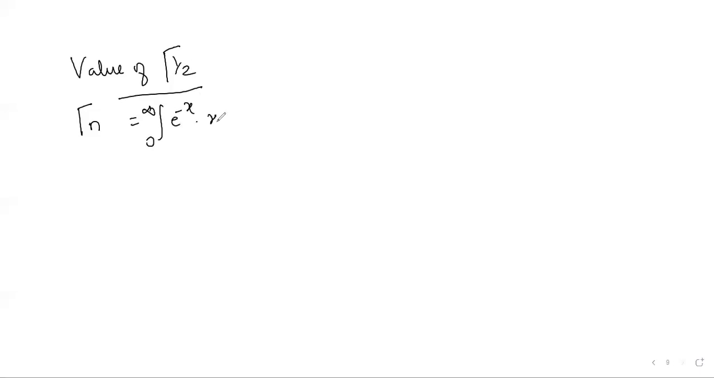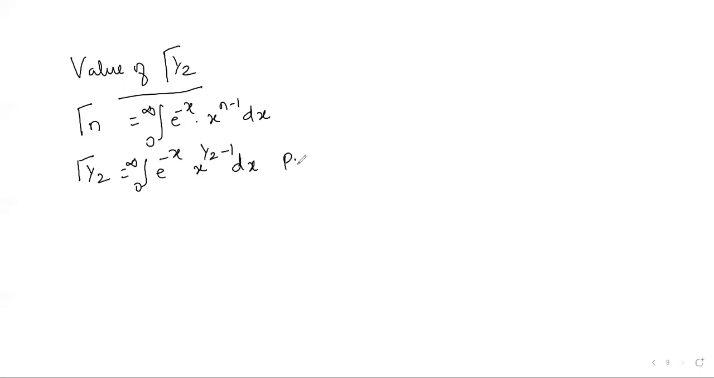So in the same way, we can find out the value of gamma half. We know the gamma definition: gamma of n is equal to integral 0 to infinity e power minus x, x power n minus 1 dx. So here put n is equal to half. So gamma half is equal to integral 0 to infinity e power minus x, x power half minus 1 dx.